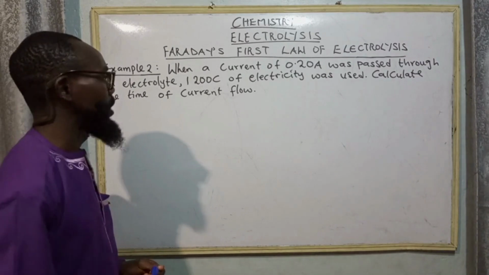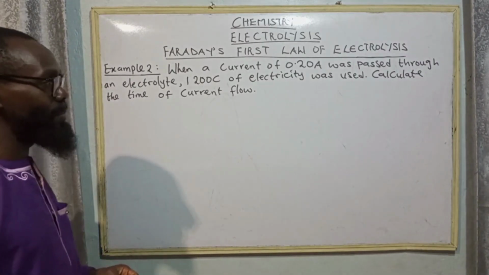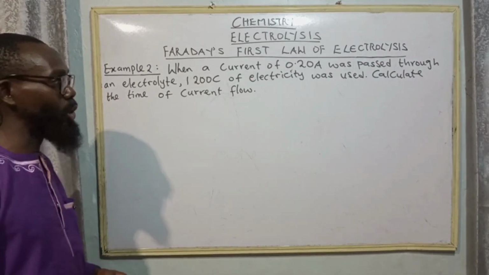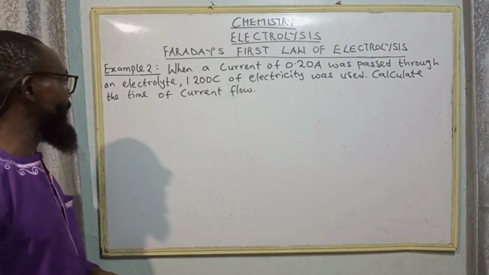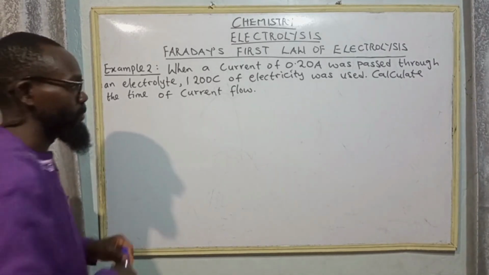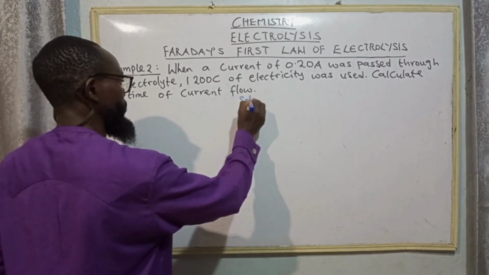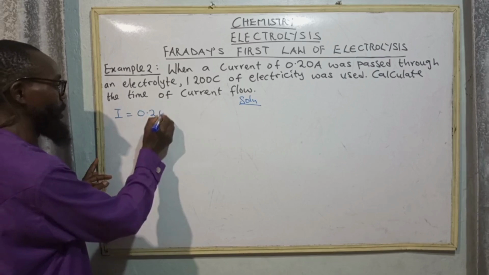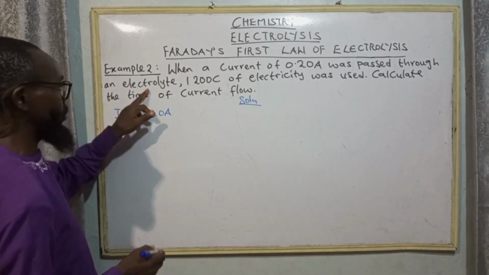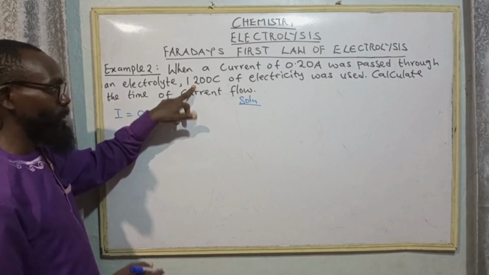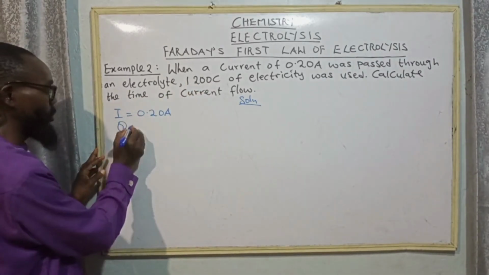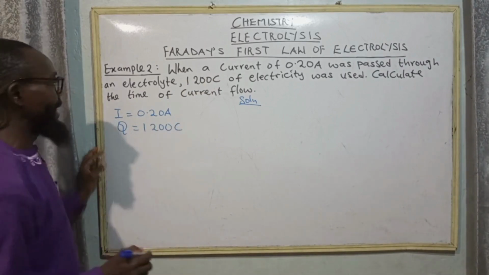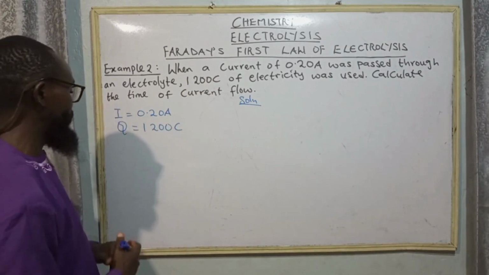Example 2. When a current of 0.20 amperes was passed through an electrolyte, 1,200 coulombs of electricity was used. Calculate the time of current flow. Now, when the current, our current I is equal to 0.20 amperes, was passed through an electrolyte, 1,200 coulomb. Coulomb means Q. Q equals 1,200 coulomb. Then calculate the time of current flow.